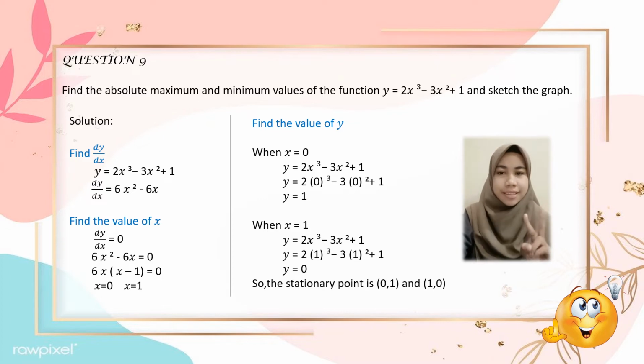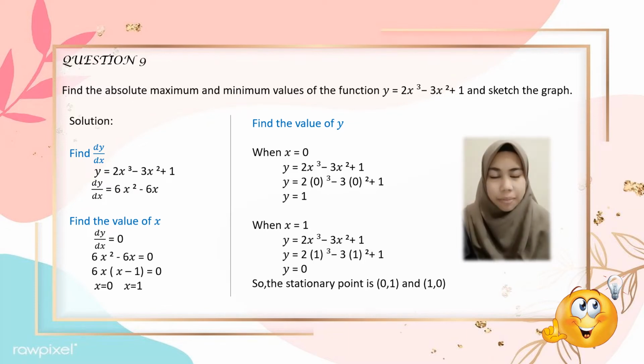The second step is find the value of x. When dy/dx equals 0, 6x power of 2 minus 6x equals 0, and we factorize. So 6x(x minus 1) equals 0. So we get x equals 0 and x equals 1.